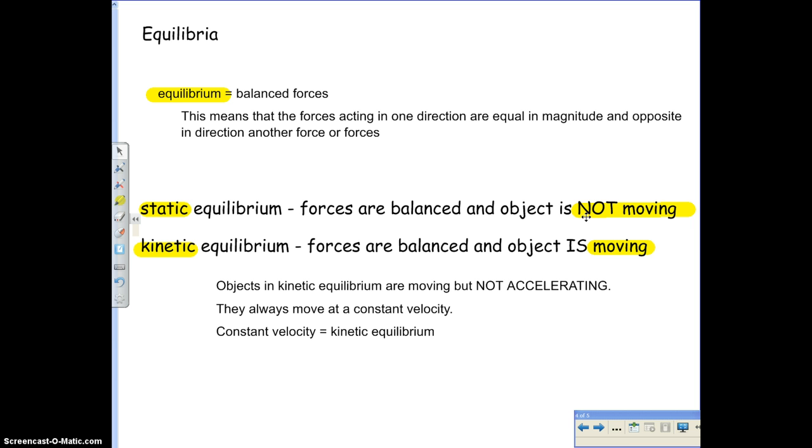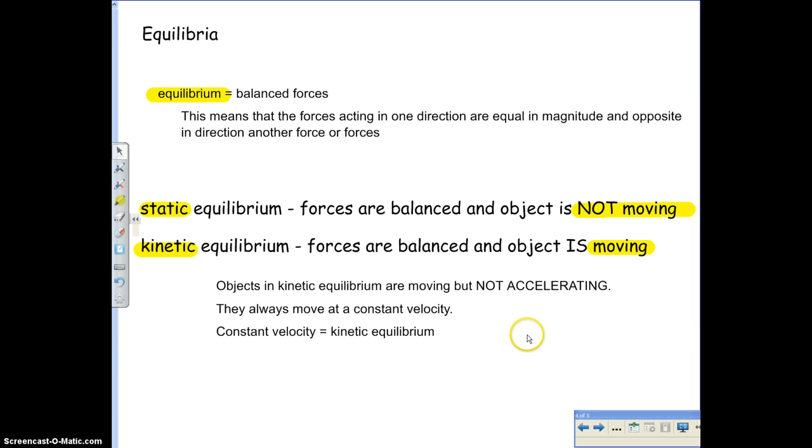Kinetic equilibrium is a little tricky here. When we have kinetic equilibrium, what we're saying is that the object has balanced forces, but it's already moving. So think about this: if you put your cruise control on your car, you're going to move at a constant velocity because the engine's forces pushing you forward and friction and air resistance pushing back are balanced. You're moving, but the forces are balanced. You're in kinetic equilibrium.